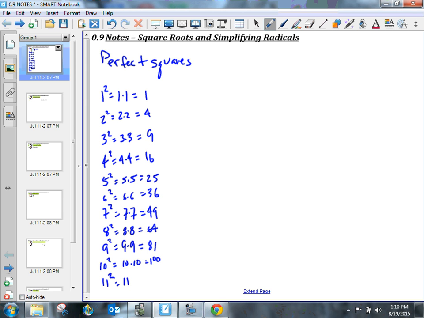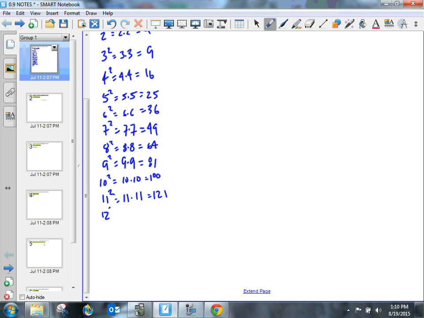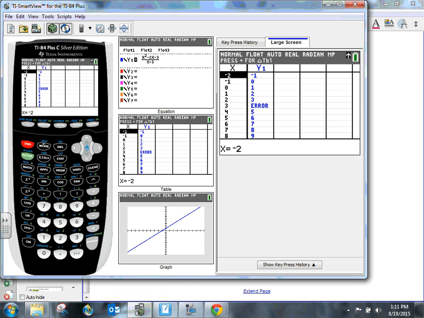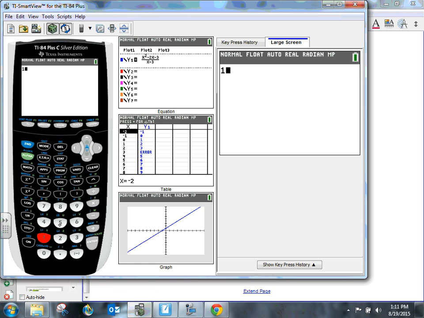11 squared is 11 times 11, which is 121. 12 squared, which is 12 times 12, which is 144. 13 squared is 13 times 13, which is 169. 14 squared is 14 times 14, which gives me 196. And then 15 squared is 15 times 15. Oh, what is that? Let's do that one real quick. I can never remember. I'm pretty sure it's 225. So 15 squared. Yeah, 225.